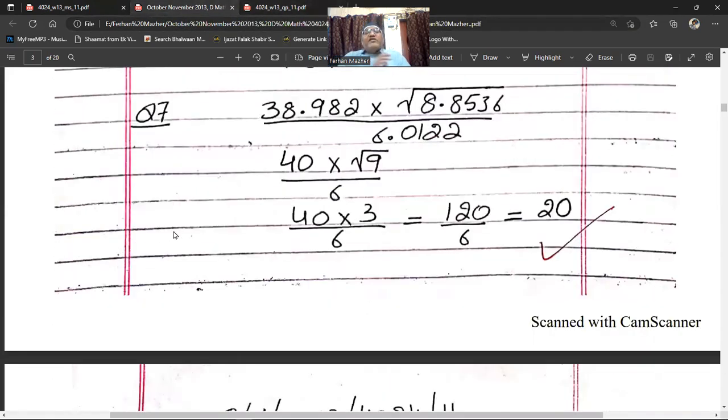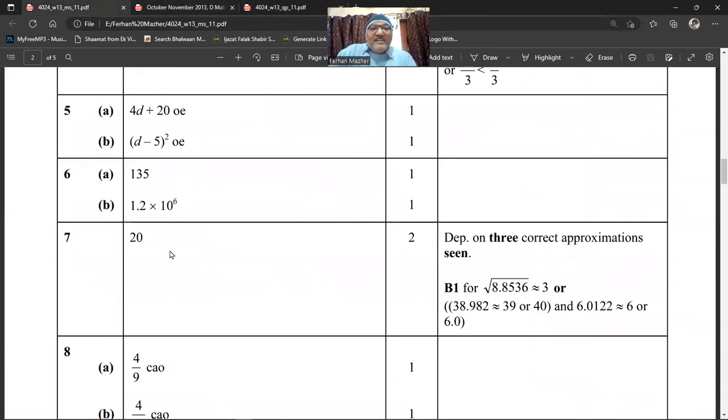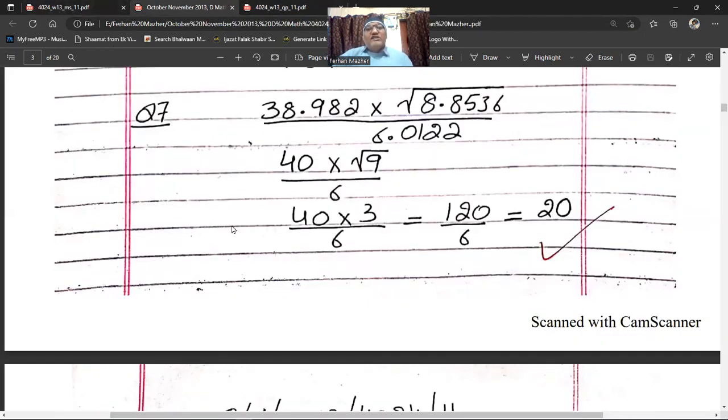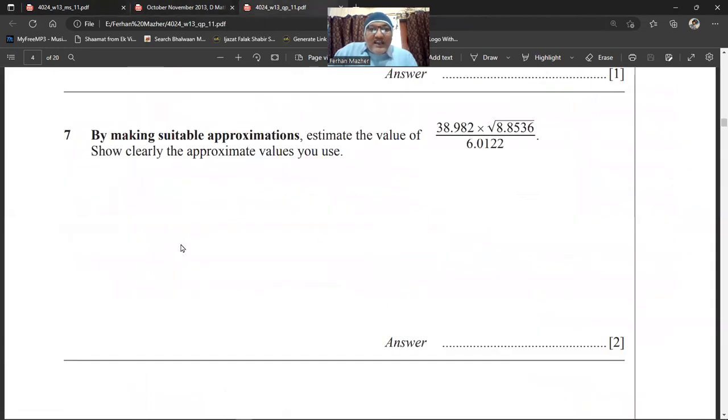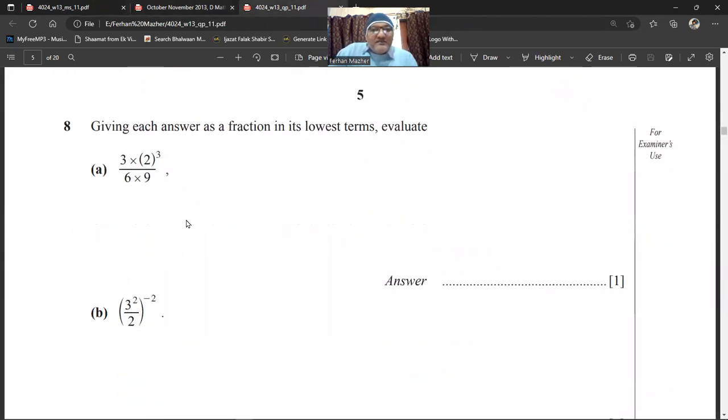So you can see I have written here 40 multiply the square root of 9 divided by 6. So that will be 40 multiplied 3 divided by 6. So that will be 120 divided by 6, and that will be 20. So let's check. 20 is the right answer. So the solution of question number 7 is showing up on your screen. You can take your time with this if you want.